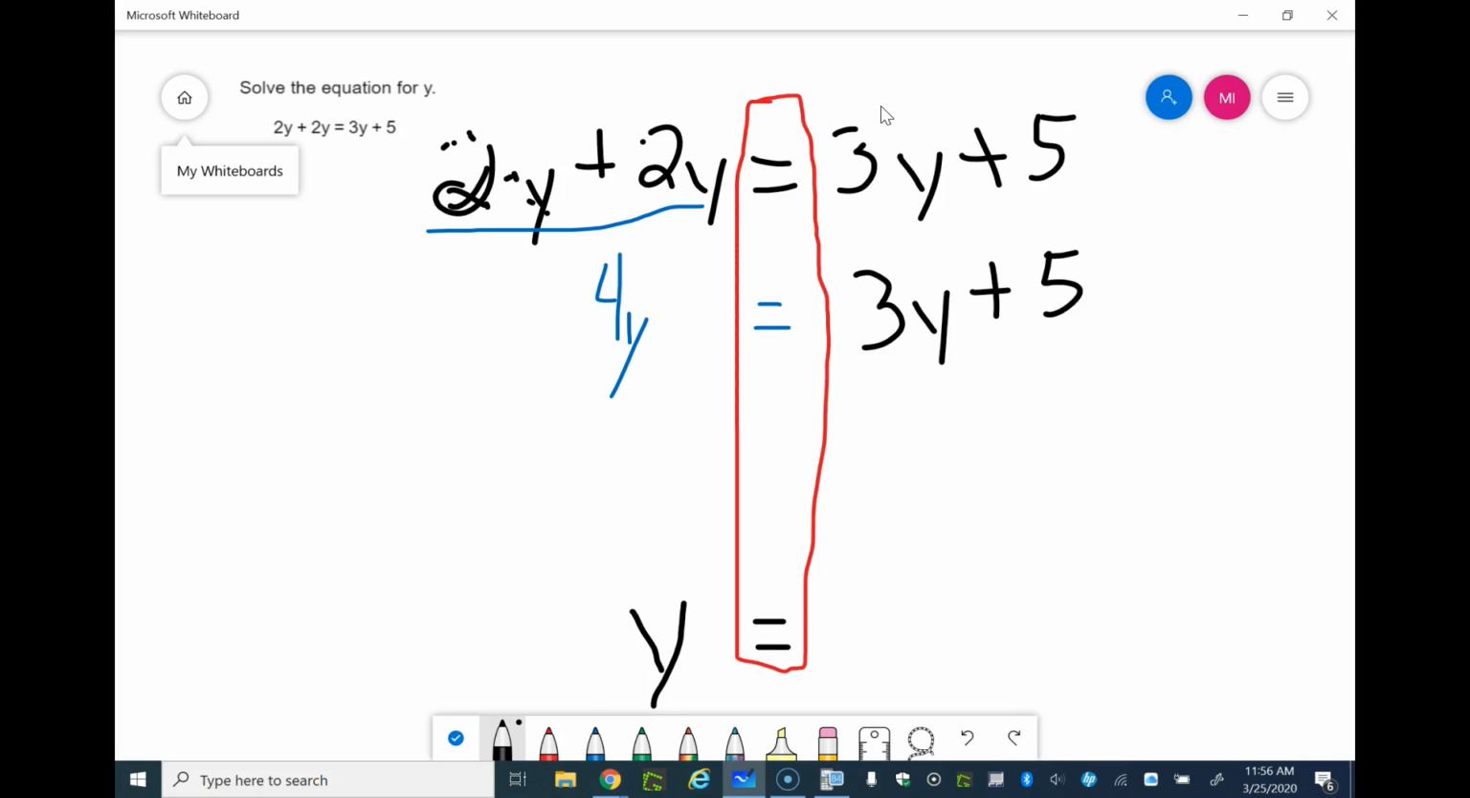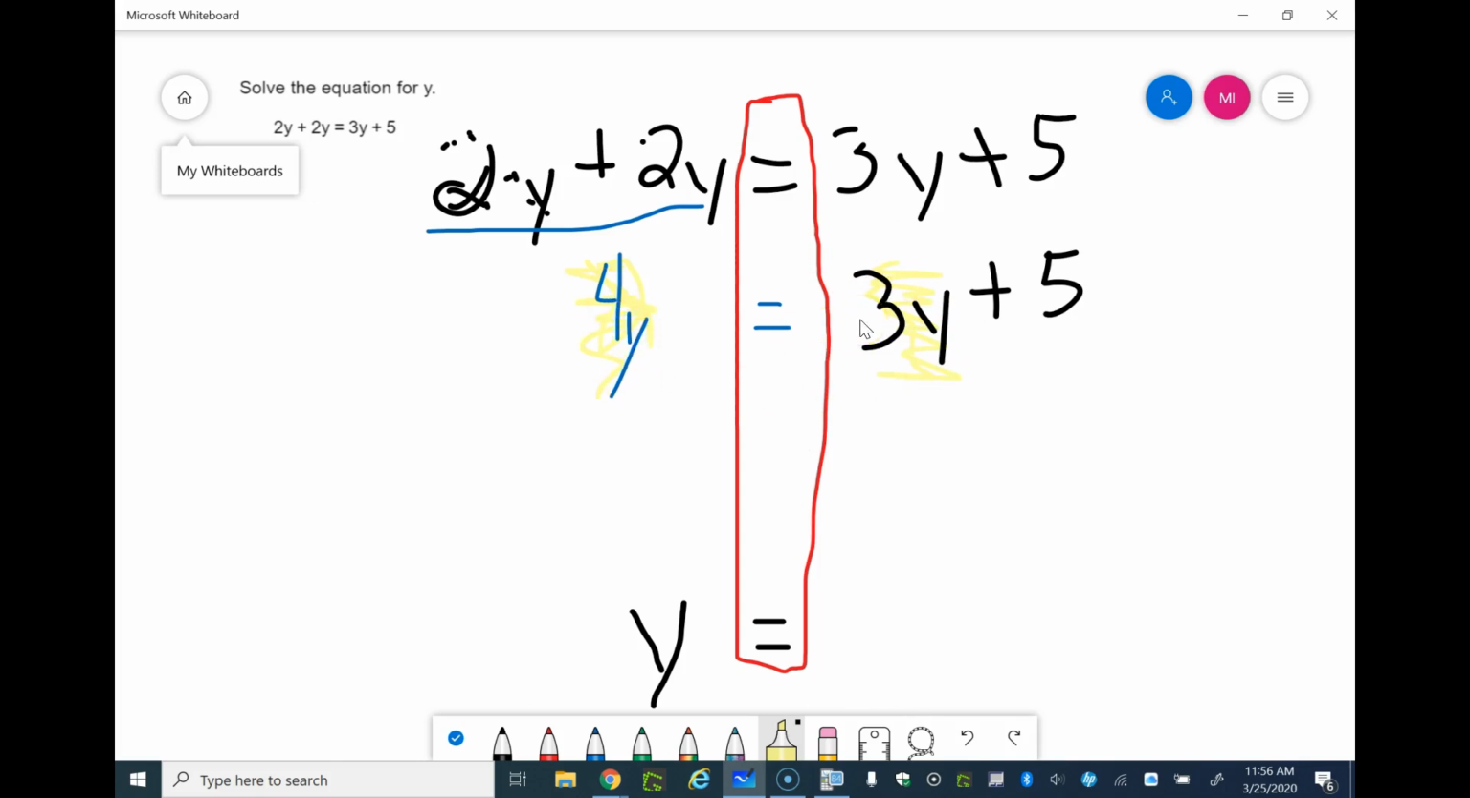Now, if you notice, this 4y and this 3y both have y's. So this is where I want to combine, get ourselves together. Remember, it does not matter if the y is on this side of the equal sign or this side. But since I already have everything stashed on the left side, I want to move this term over the equal sign to combine with this y.